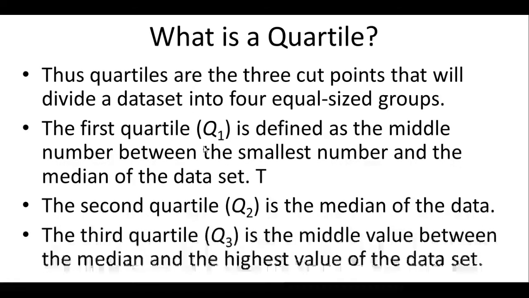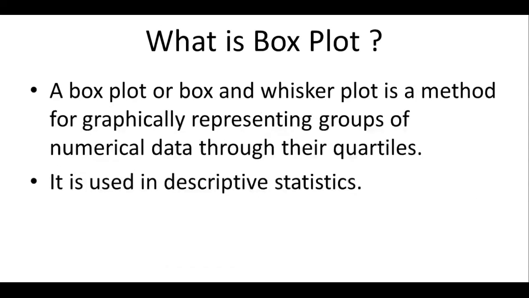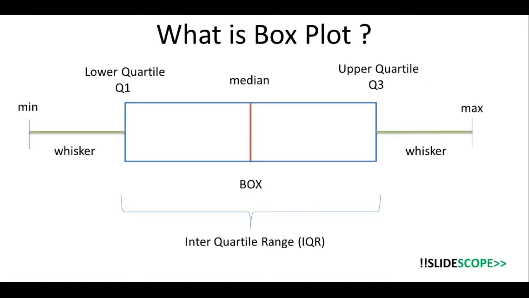The first quartile is defined as the middle number between the smallest number and the median of the data set. The second quartile is the median of the data. The third quartile is the middle value between the median and the highest value of the data set. If these definitions are confusing to you, then let's have a look at this particular figure here.